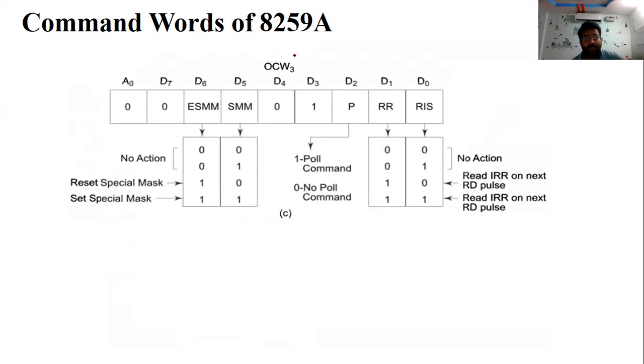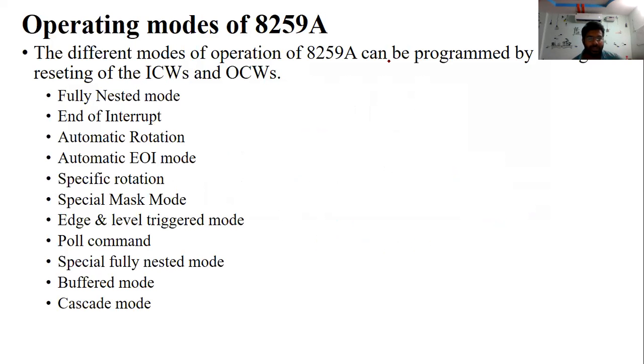The next one is OCW3. See this is 0, this is 1, this is 2, this is 3. Read IRR on the next RD, then this is the action. This is P, which indicates the poll command, or no poll command. These are the different operating modes. So now SNM is one operating mode, ESMM is one operating mode. Now coming to today's class, different operating modes of 8259A.